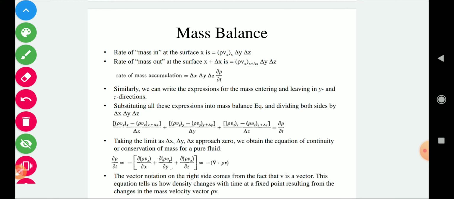If we take the limit as delta x, delta y, delta z approaches 0, we obtain the equation of continuity or conservation of mass for a pure fluid. After taking the limit, this equation converts into its differential form, and we get this equation. So this is called the equation of continuity. The vector notation on the right side comes from the fact that V is a vector. This equation tells us how density changes with time at a fixed point resulting from the changes in the mass velocity vector rho v.